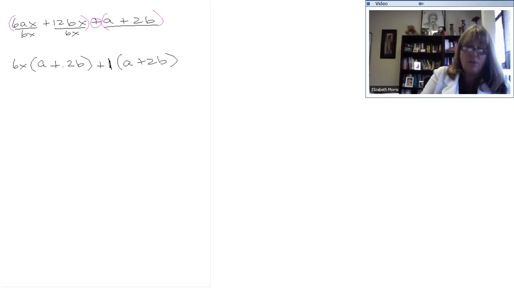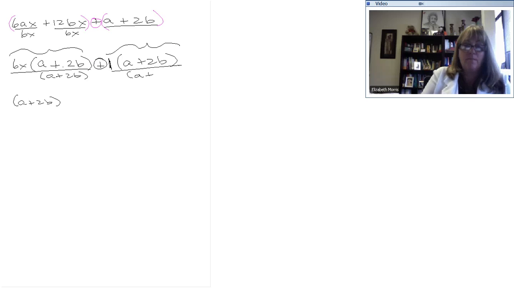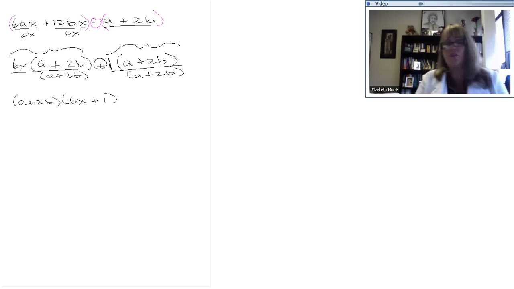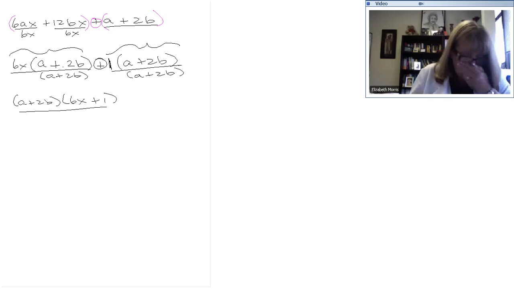Now, we're still separated by addition. What do I see here that they have in common? Well, they both have an a plus 2b. So if I divide out an a plus 2b, I'm left with 6x plus 1. And there's my answer.